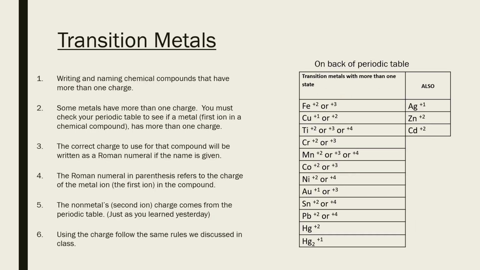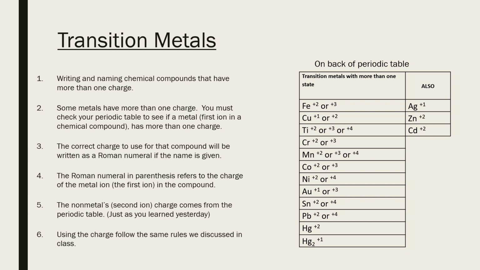All right, so let's dive into the transition metals here. Starting on the left side here, it says writing and naming chemical compounds that have more than one charge. This involves the transition metals. Some metals have more than one charge. You must check the periodic table to see if the metal, the first ion in the charge, has more than one charge. On your periodic table, it's on the back.